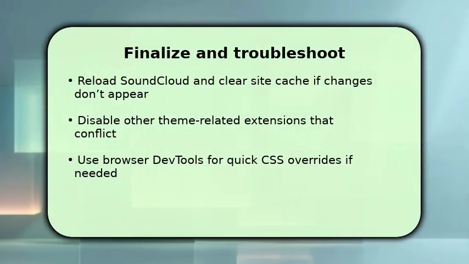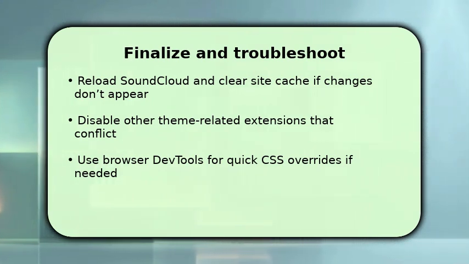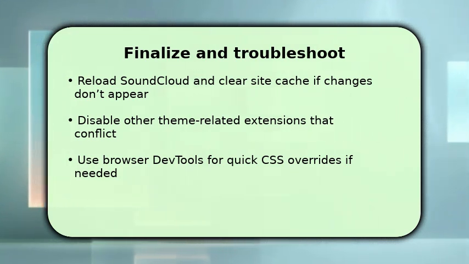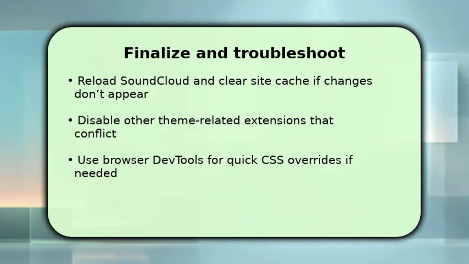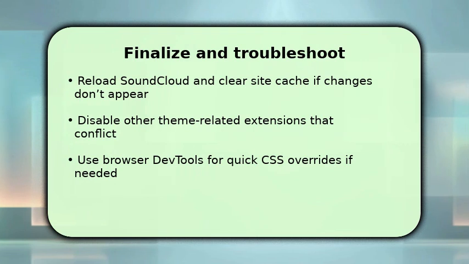If the dark mode doesn't appear, clear the site cache and try again. Conflicts often come from other theme extensions, so disable those. As a last step, you can open Browser DevTools and add a quick CSS override for stubborn elements. This is useful when a player or waveform remains bright. If problems persist, restart the browser and verify the extension has permission.